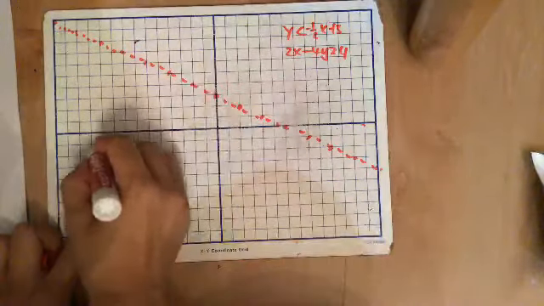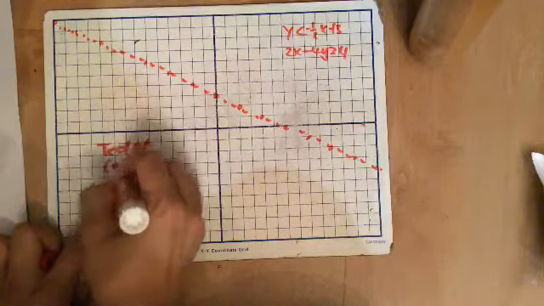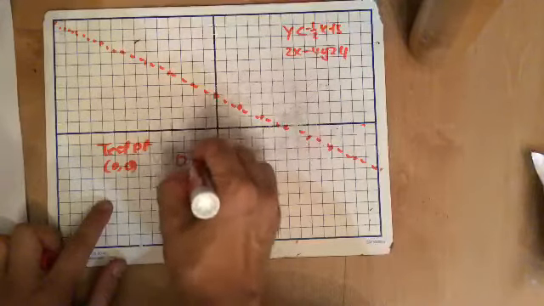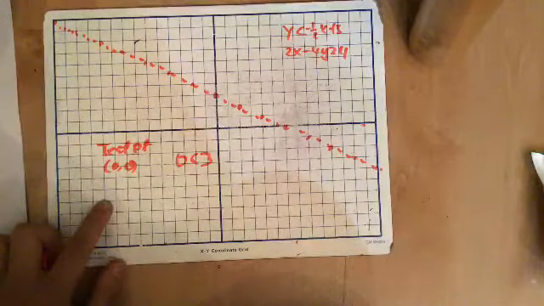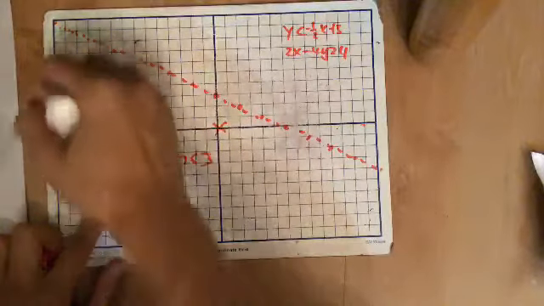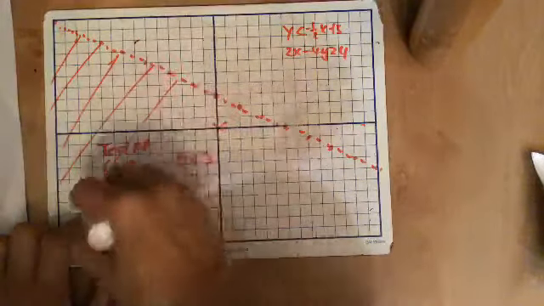We're going to test. So on the test, you have to show the test point. So we're going to test 0, 0. Okay? So we're going to plug 0, 0 in there. So we get 0 is less than 3. Then you're going to say, well, is that true? 0 is less than 3. Of course it's true. So this is a test point. So we're going to shade the same side as the test point. So we're going to shade all the sides right here.